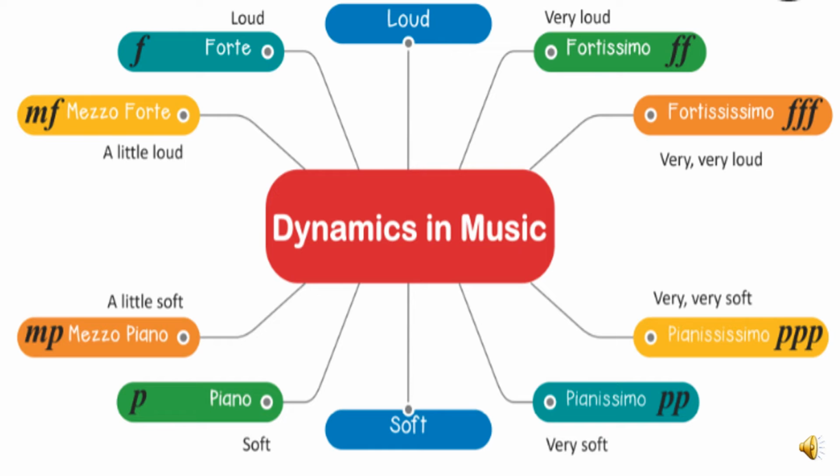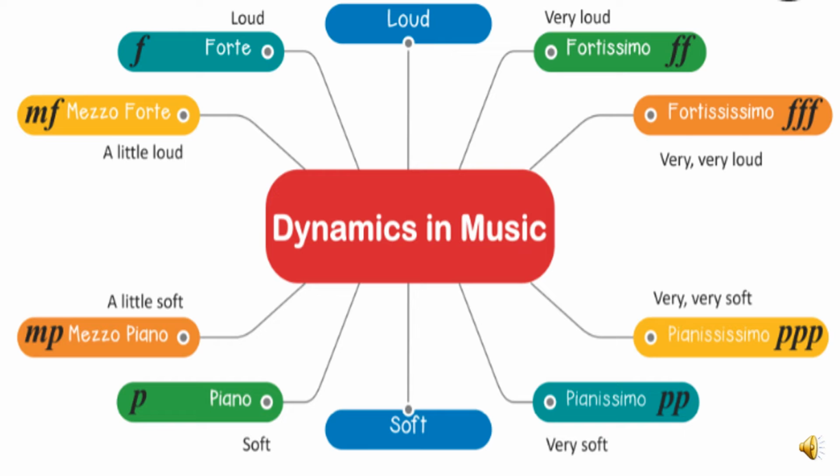Again, you have different degrees of loud demonstrated here. MF, mezzo forte, which means medium loud in English, or a little loud. And so if you see the MF symbol anywhere in a piece of music, students were made aware that they would have to sing or play that section of music at a medium loud level or a little loud.